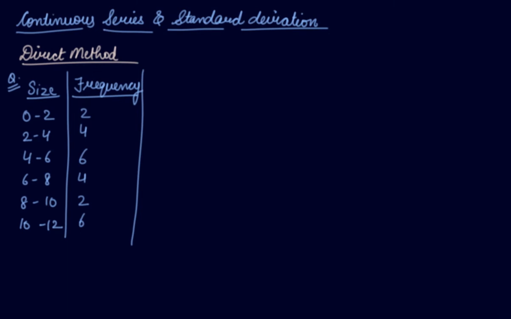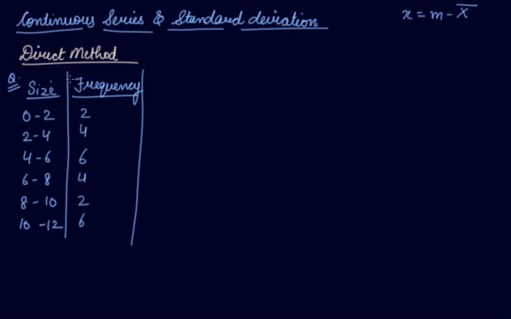In this video, we will study how to find out the standard deviation in the case of continuous series. Now, in the direct method we take the deviation from the mean, but these are continuous series, so from where will we take the deviation? We will take the deviation from the mid values, as we used to do before.